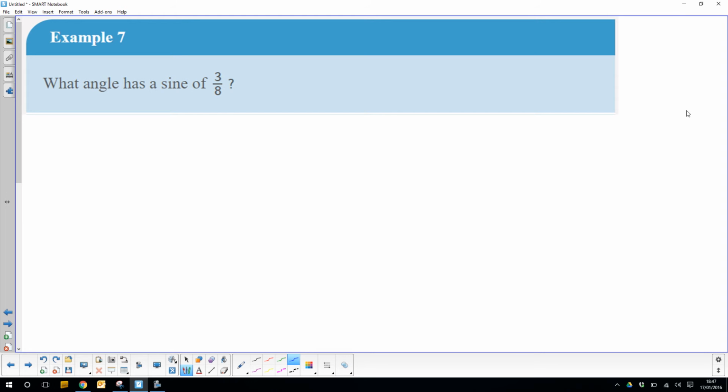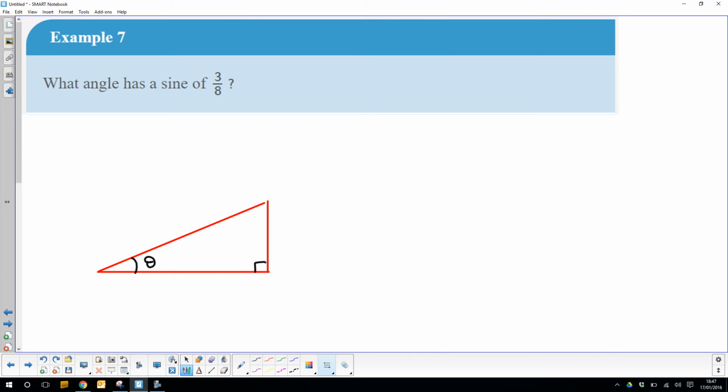This is example 7. Now, just to give you some idea of what's going on here, the way we solve this is really straightforward. However, I'm just going to explain a bit of the backdrop. We've already said that sine means opposite over hypotenuse. So if we just quickly sketch a right angled triangle, a decent size, and it says sine, we need an angle. What angle has a sine of 3/8?